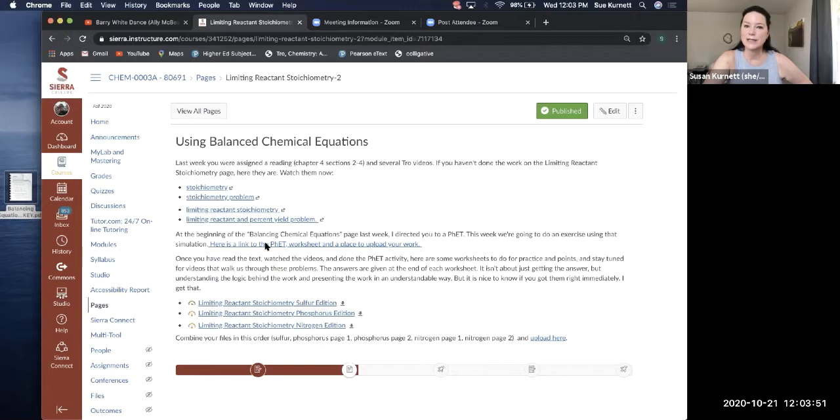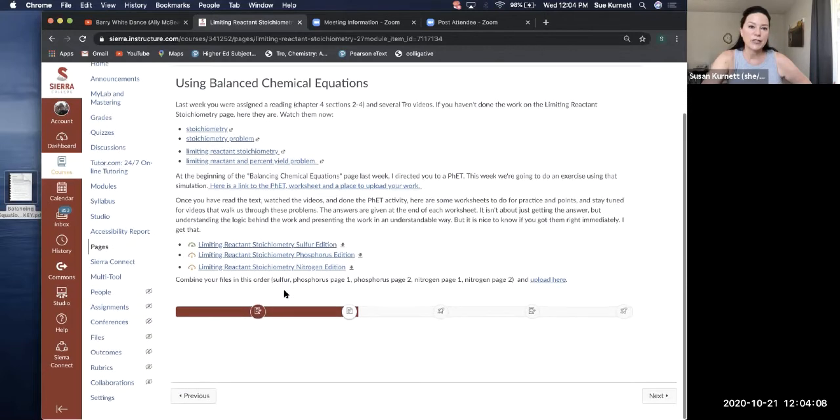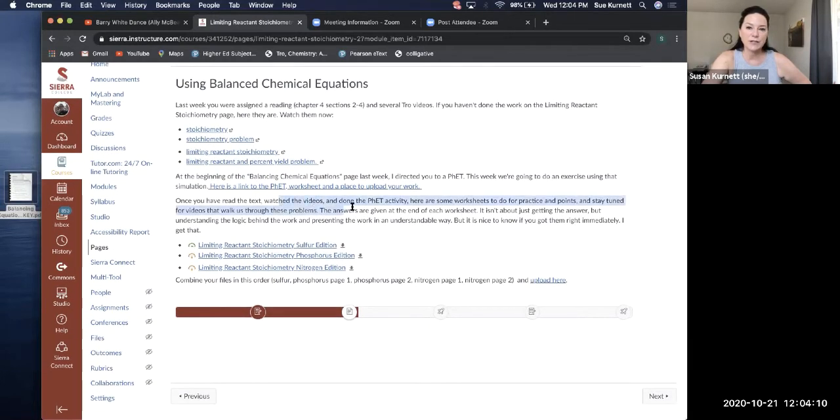And then there's a PhET that I recommended that you go play with. And now I have an assignment for that. So go do that PhET. When you click this link, you're going to get the worksheet. You can download the worksheet. You'll go to the PhET, get the idea of how this works, fill out the worksheet and upload it all at the same link. And then once you have read the text, watched the videos and done the PhET activity, here are some worksheets to do for practice and points.